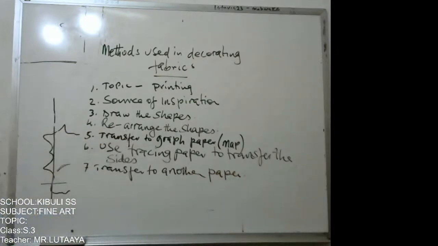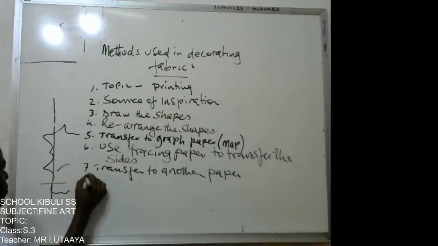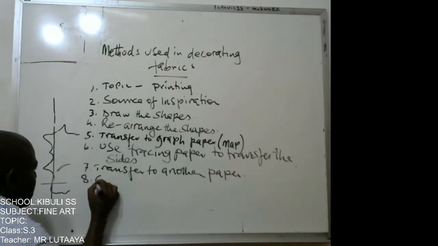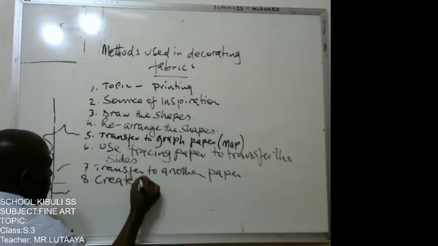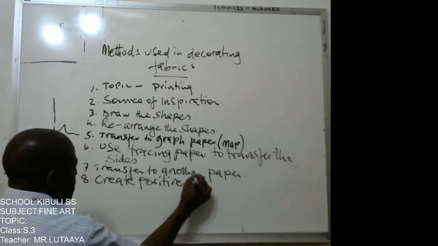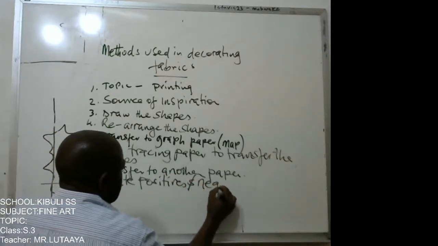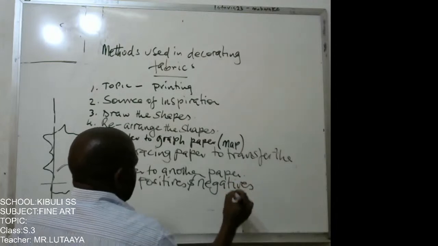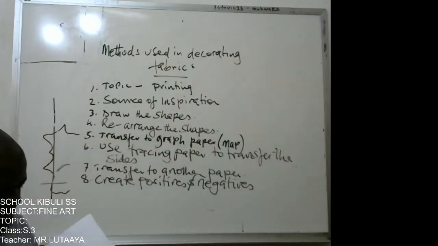So you transfer to another paper, and then while we are transferring, we are going to create positives and negatives. Create negatives and positives. How do we create such? How do you create negatives and positives? In other words, you segment the design.